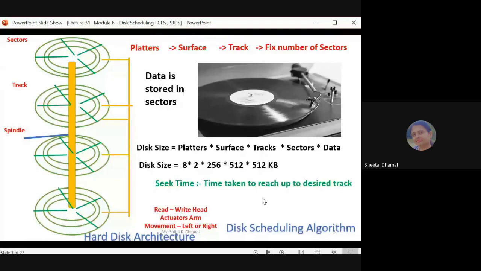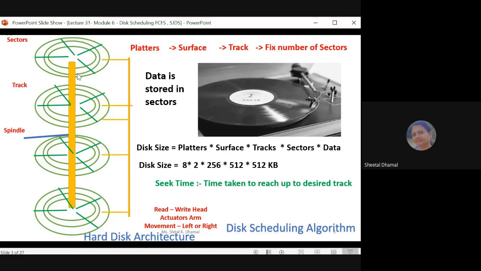Now here, what is the seek time? While we are studying the disk scheduling algorithm, let us consider this platter. Initially, the read write head of this actuator arm is present on track number 1. And suppose process P1 is there, and process P1 wants to read or fetch data from track number 100. This is a platter with 100 tracks.